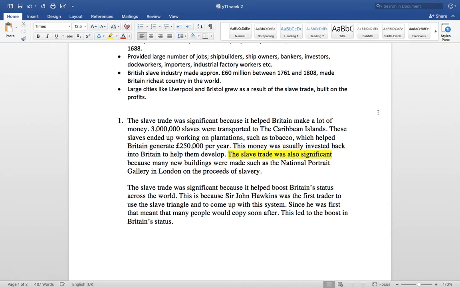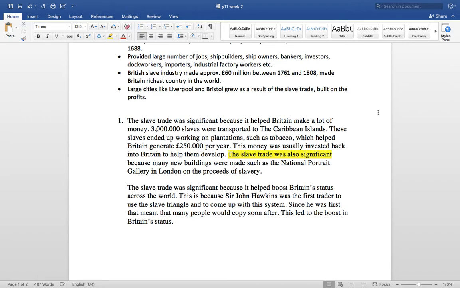We're going to look at 2 answers. So let's look at the first one. The slave trade was significant because it helped Britain make a lot of money. 3 million slaves were transported to the Caribbean islands. These slaves ended up working on plantations such as tobacco, which helped Britain generate £250,000 per year. This money was usually invested back into Britain to help them develop.